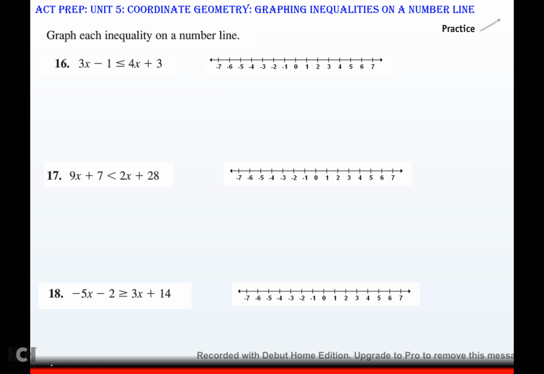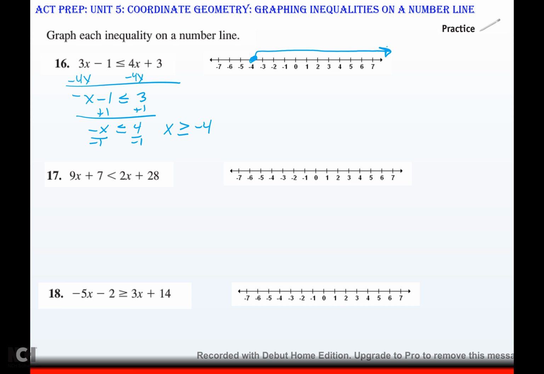All right, 16, again, I got some more work to do here, so I'm going to minus 4x. That gives me negative x minus 1 less than or equal to 3. Add 1. Negative x is less than or equal to 4. Divide by negative 1, which will flip my inequality, and I get x greater than or equal to negative 4. So to graph that, I want to include negative 4 and everything greater. Okay.